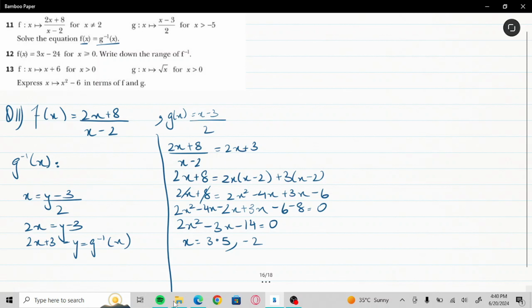Okay, so that's for question number 11. If I make a line here, I am going to solve question number 12. So it's looking simple. We have been told the function of x is... Let me just leave on that. Question number 12. f(x) is equal to 3x minus 24, for x greater than or equal to 0, write down the range of f inverse.